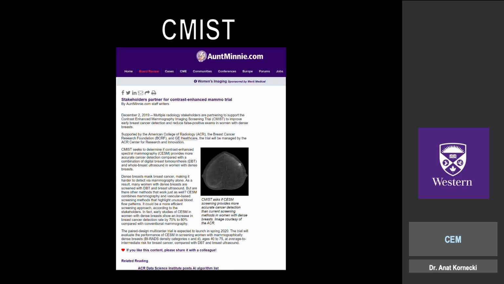So with that, the announcement was at the RSNA of December 2019, a second before the big explosion of COVID, to start and conduct a study called CIMIST in order to explore the performance of contrast-enhanced mammography in patients with dense breast parenchyma, ages 45 to 75, compared to tomosynthesis and compared to ultrasound. This study is conducted by the ACR, but funded by GE. So GE workers, applause, very good job.